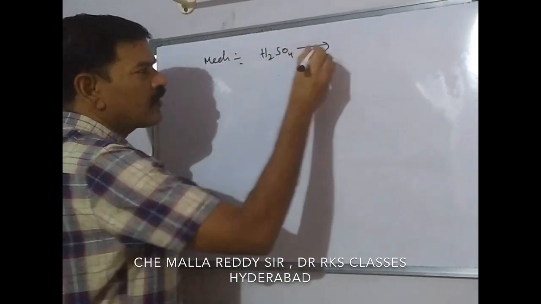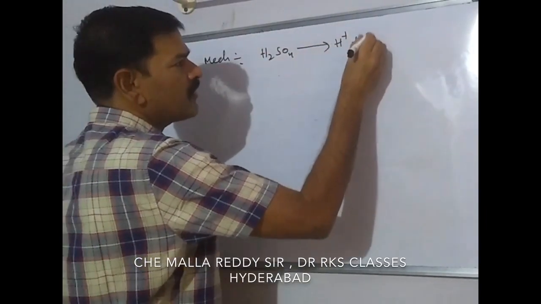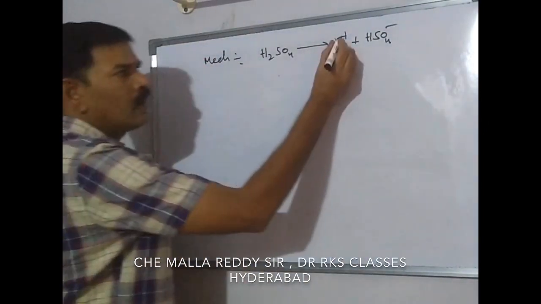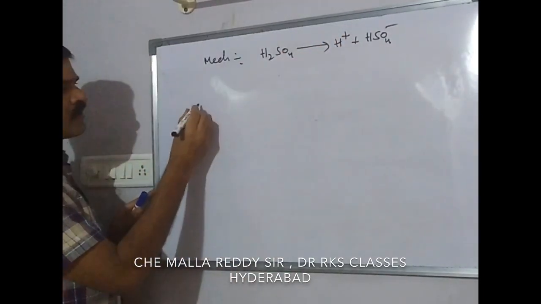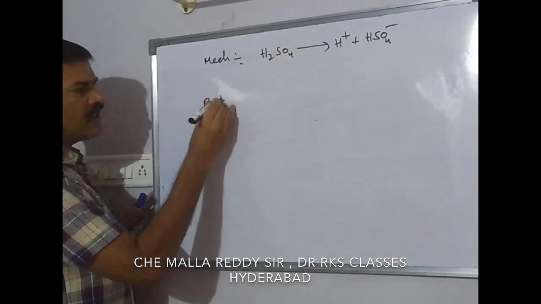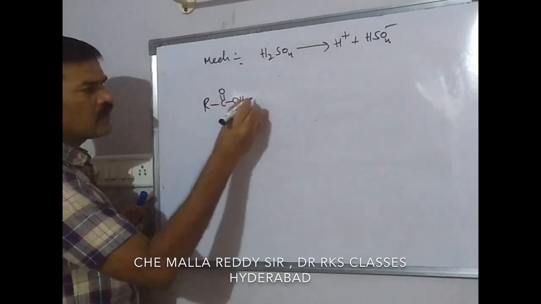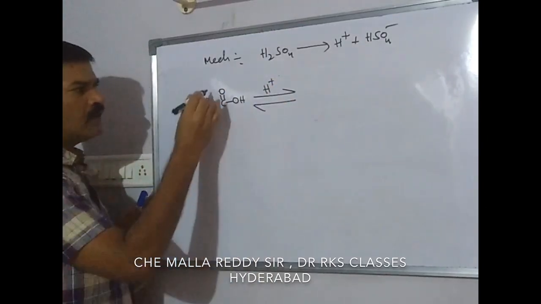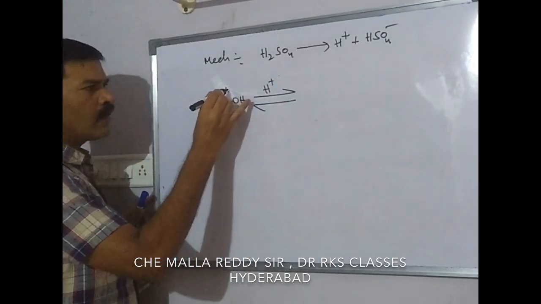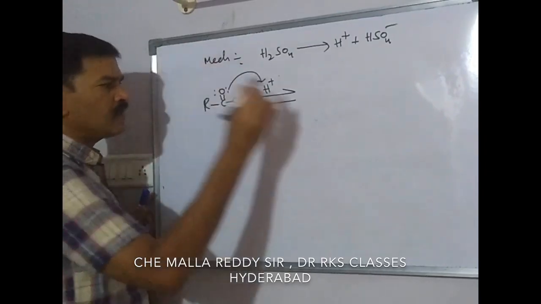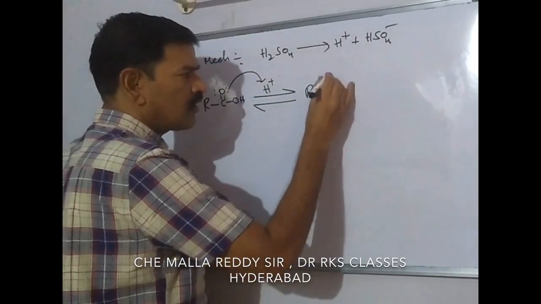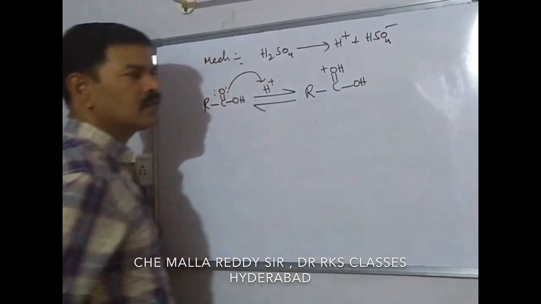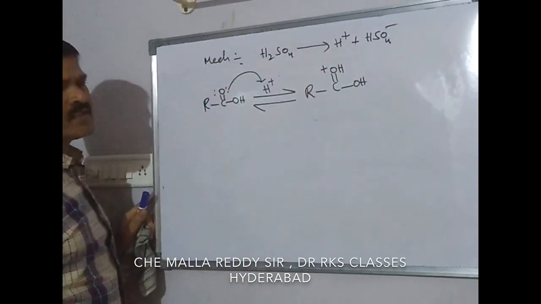H2SO4 is converted into H plus and HSO4 minus. Here, just observe. RC double bond OH and H plus. This oxygen contains 2 lone pairs. One lone pair is donated to H plus. You are getting this compound. Here, oxygen is getting a plus charge.